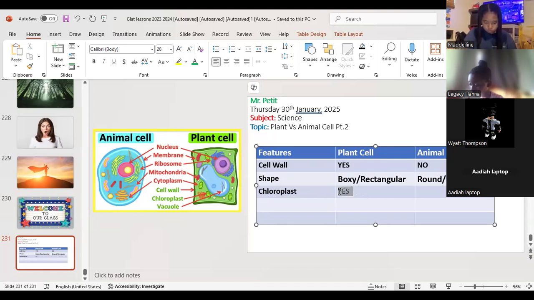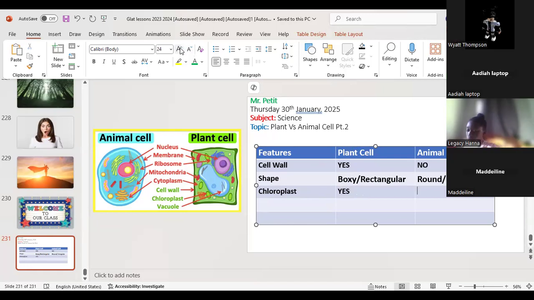What does the chloroplast help with? Like, does it store stuff? No, the chloroplast, where's the chloroplast? The chloroplast is this green stuff right here. What does the chloroplast help with? Don't know. Food? Yeah, it helps with making food.